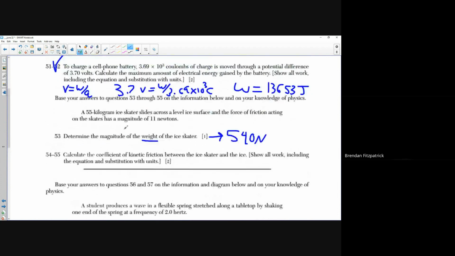54, 55, determine the coefficient of friction between the skater and the ice. So the force of friction is equal to mu times the normal force, and the normal force is equal to the weight here. So I need to do 11 newtons is equal to mu times 540 newtons. So it's 11 divided by 540, which is 0.2. I'm sorry, 0.02. No units there.